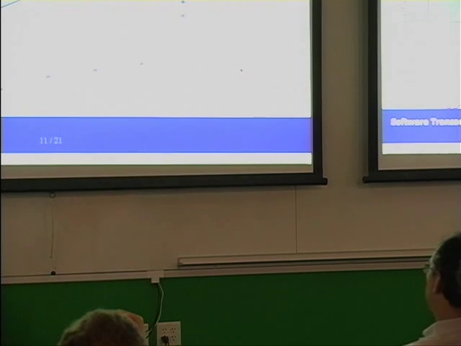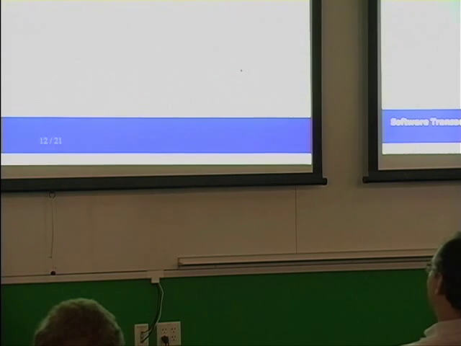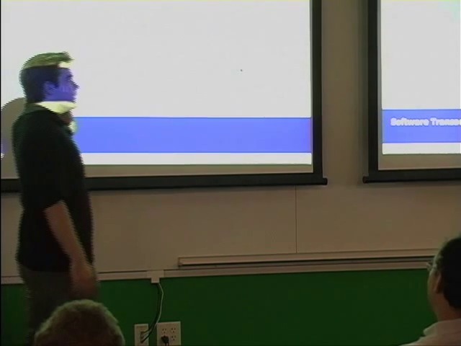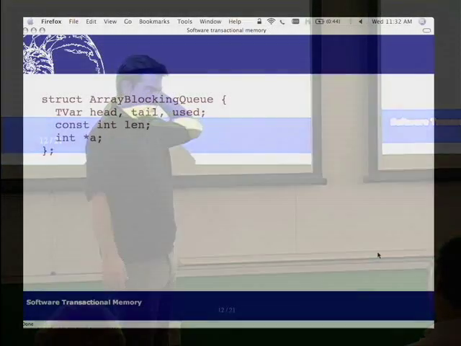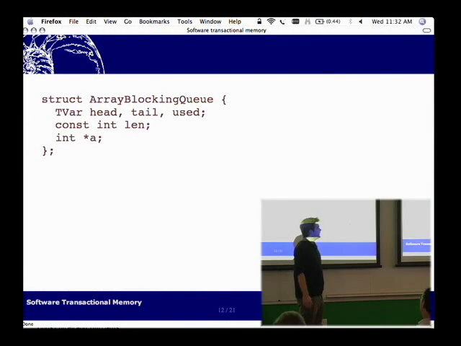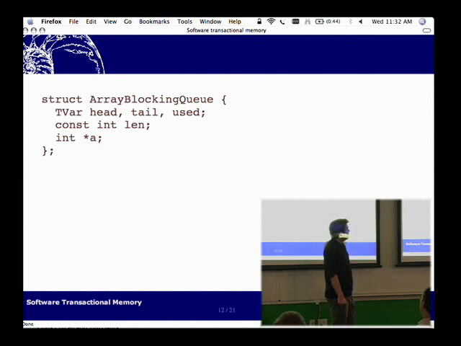So now I'm just going to quickly go through a less noddy example. This is an array blocking queue. It's used in Java, and Java programmers should know what it is. It's basically a circular buffer of constant length, and it blocks when you want to add and it's full, and it blocks when you want to take an element and it's empty.